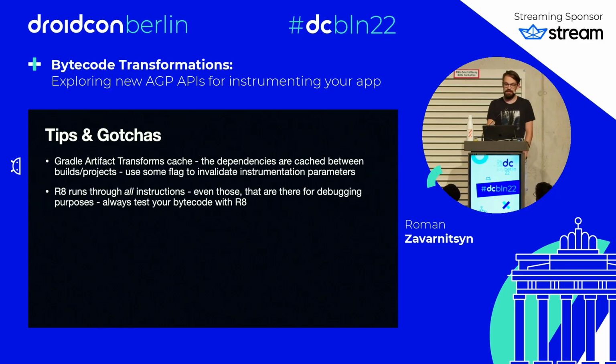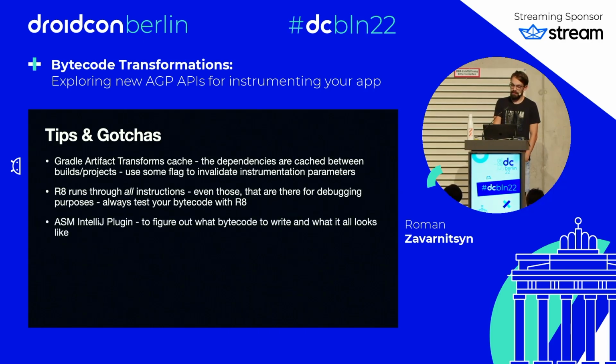Next thing is, ASM runs through all instructions, even those that are there for debugging purposes. There are some instructions that are only supposed to be for debugging, like, for example, line numbers. ASM will run through them, which means always test your bytecode with R8, because you might find some unexpected methods to be called, and then your bytecode is messed up completely, and the Gradle build is failing.